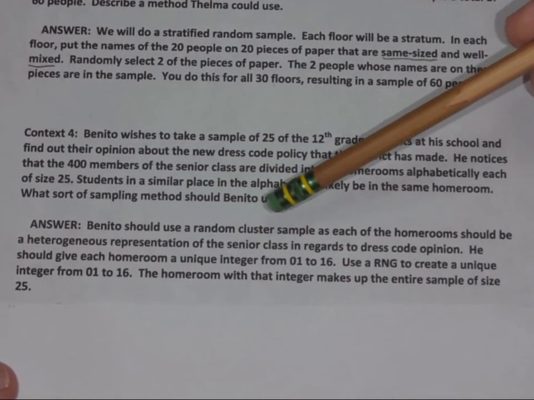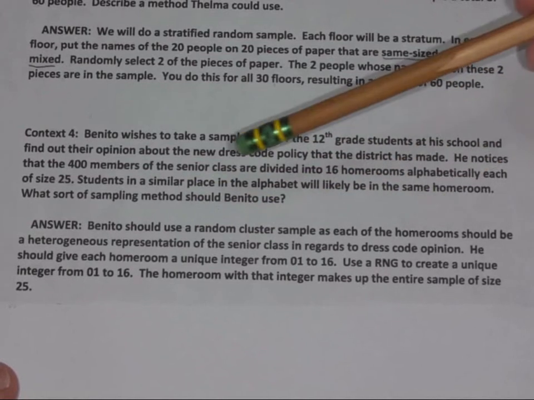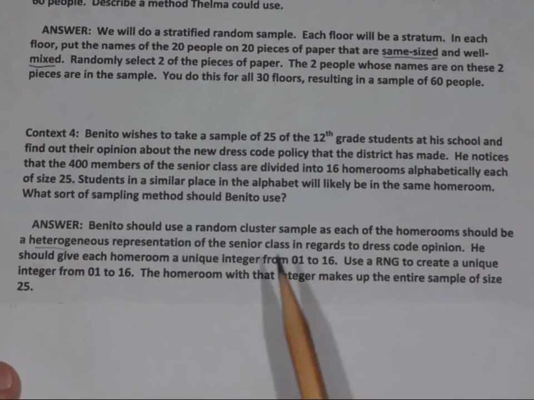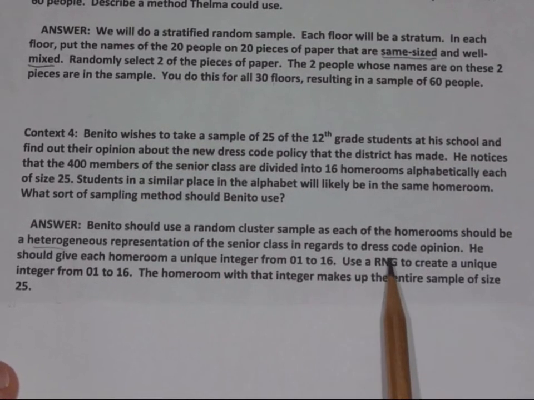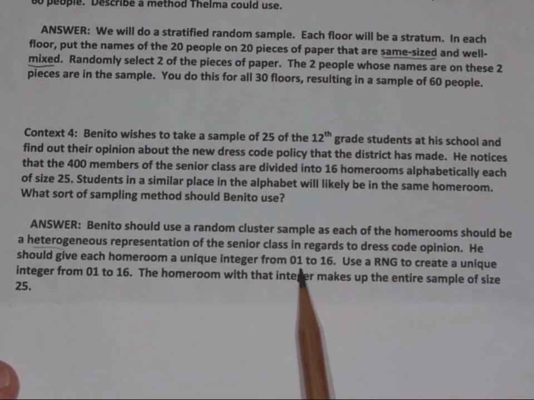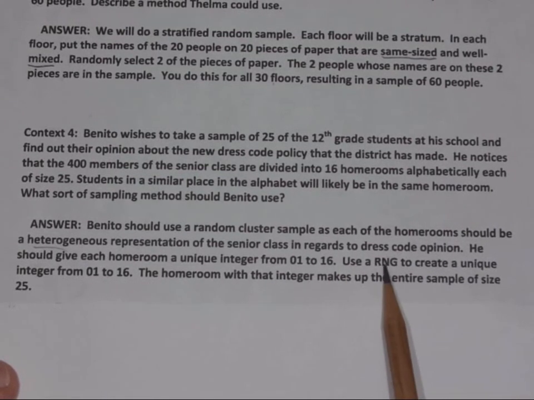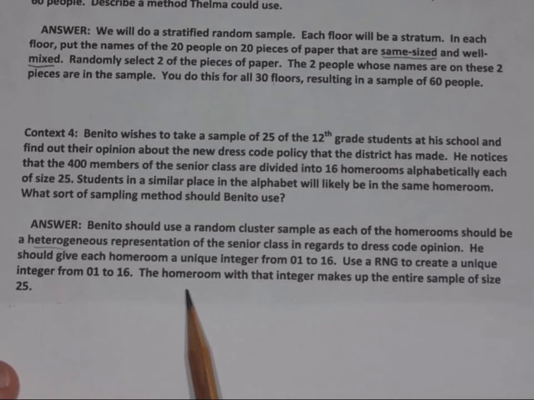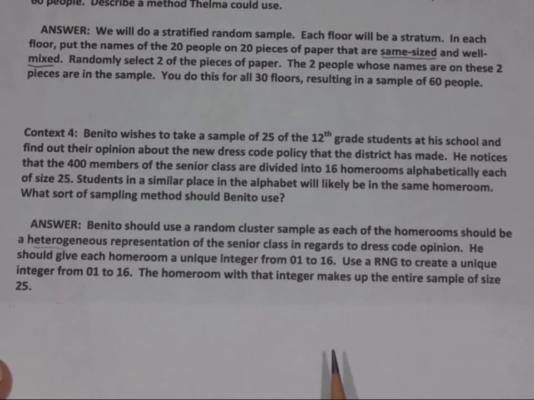Benito should use a random cluster sample, as each of the homerooms should be a heterogeneous representation of the senior class in regards to dress code opinion. He should give each homeroom a unique integer from 1 to 16, using a random number generator to create a unique integer from 1 to 16. The homeroom with that integer makes up the entire sample of size 25.